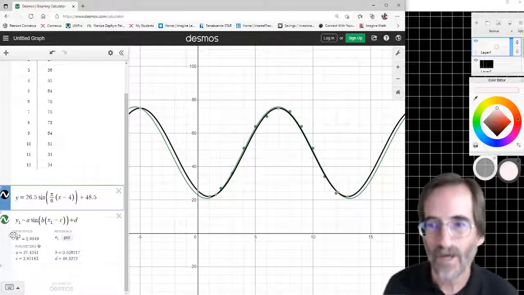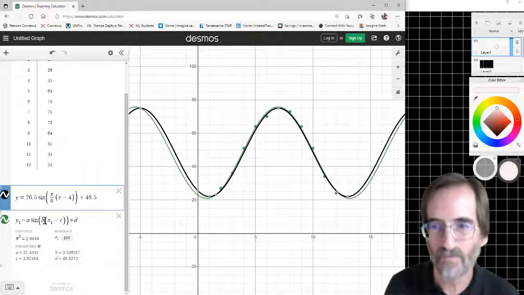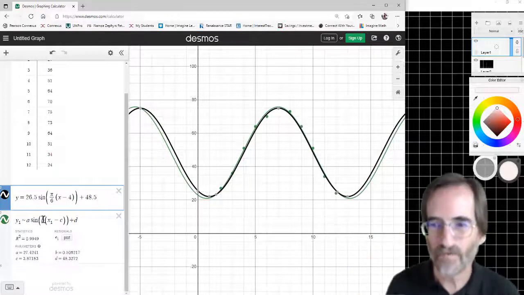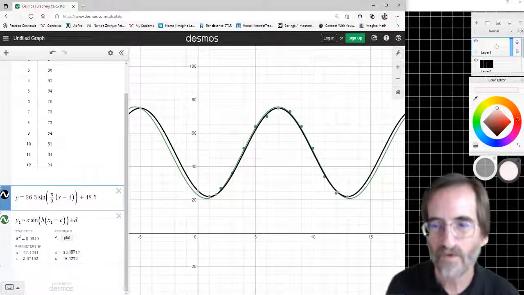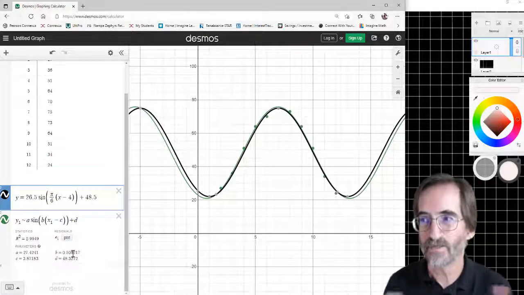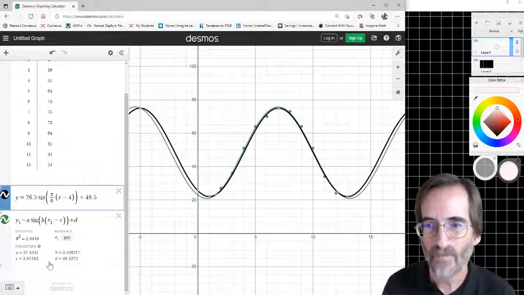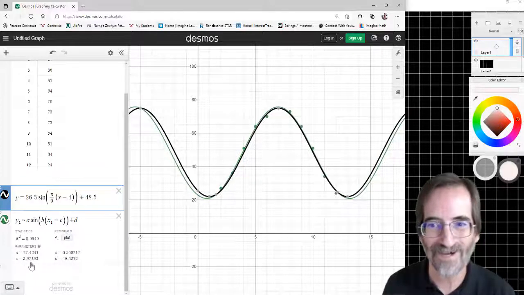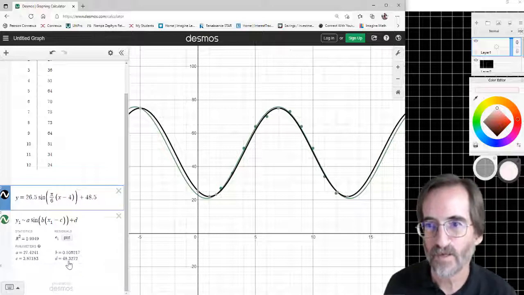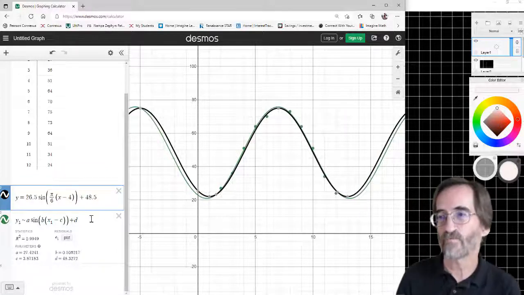Okay, and my B modifier, my period modifier, is 0.5, so that basically is about 2, right? So 2 times. Okay, and my C is my phase shift to the right, so they shifted to the right by 3.9 instead of 4, and vertical shift was 48.3 instead of 48.5.